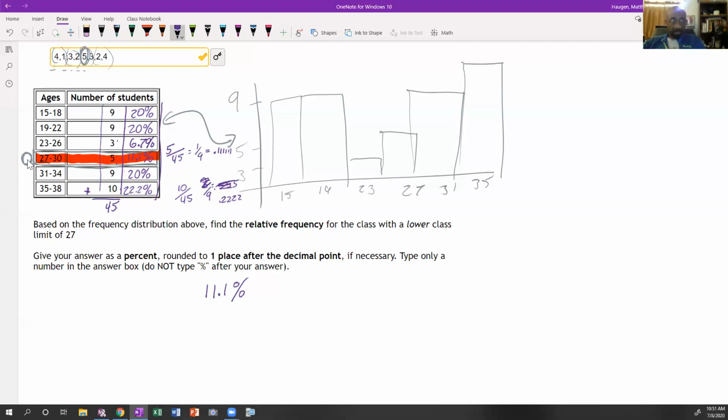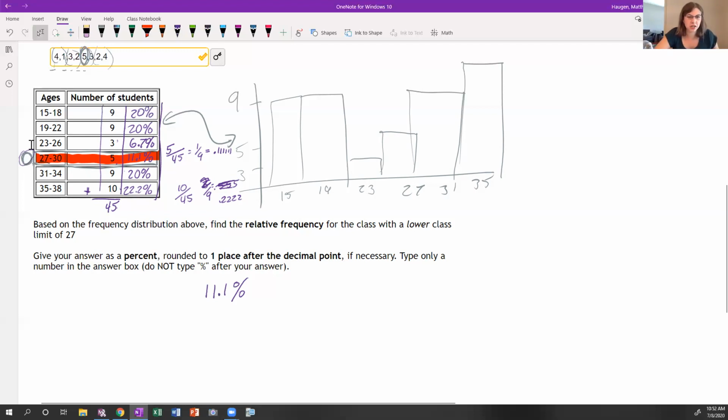But this question did only ask us for that one class limit, just to make it kind of a separate, isolated question. But we could have done it for any of them. Michelle, does that work? Yes, that makes sense. Cool.